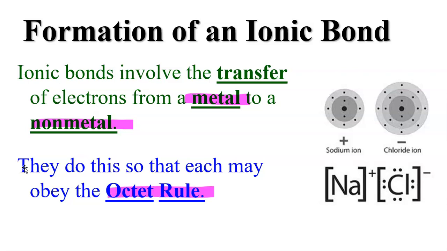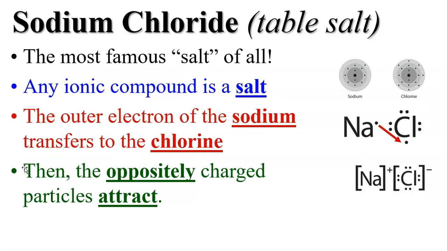So you have sodium here. Sodium has 1 valence electron that it wants to get rid of. And chlorine over here has one valence electron that it wants to gain. So together, they transfer that one electron and become sodium chloride, which is also known as table salt, the most famous salt of all. Any ionic compound is a salt. The outer electron of the sodium transfers to the chlorine, then the oppositely charged particles attract.